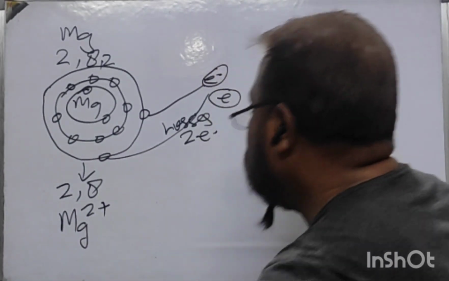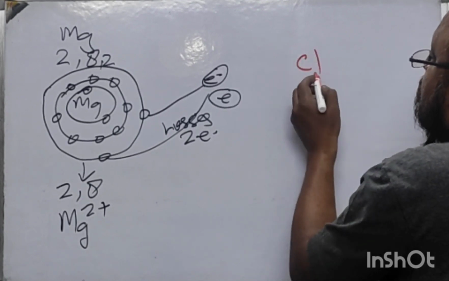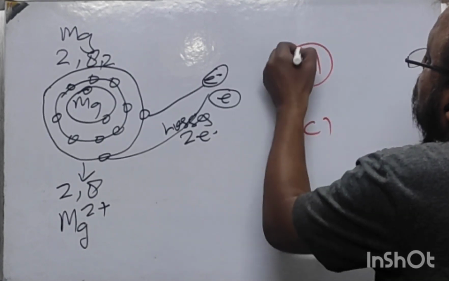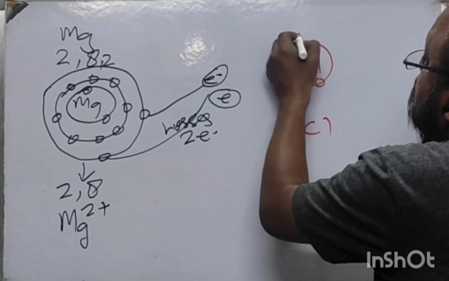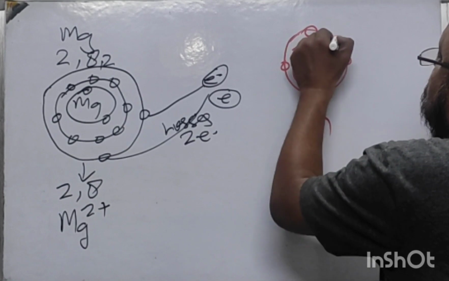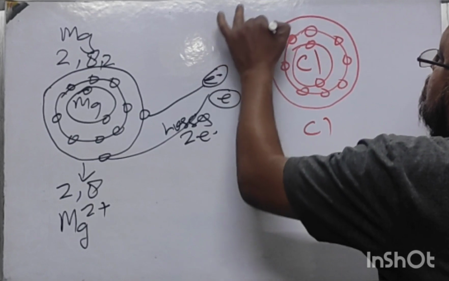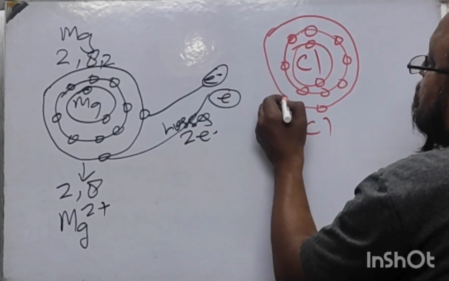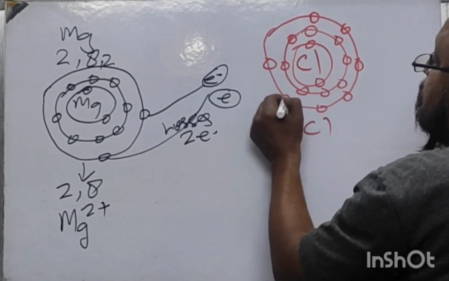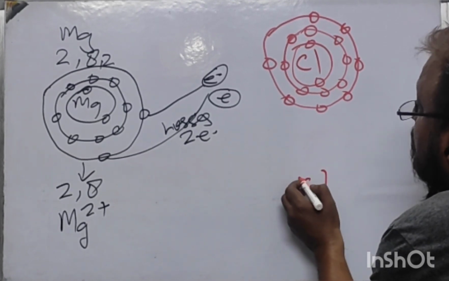If we talk about chlorine here again, chlorine has 7 electrons in its outermost shell, right? And here it is.